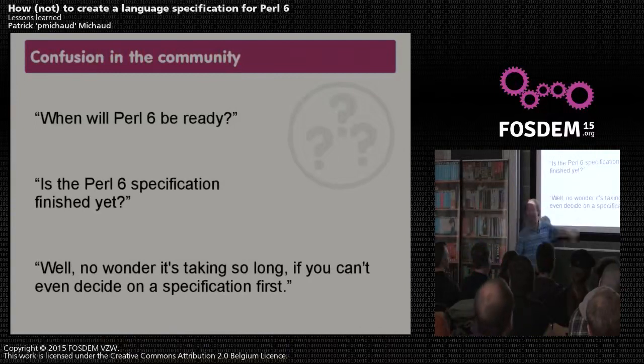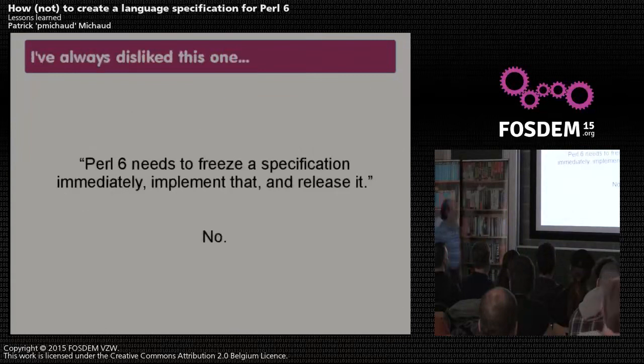If you can't even decide on the specification, they say there's no way you'll ever get to an implementation. And then it comes to my least favorite question in talking about Perl 6, or comment, is that I will hear from somebody, they'll say, Perl 6 needs to freeze the specification right now, implement that, and then release it. To which my answer is no. That would be the wrong approach.